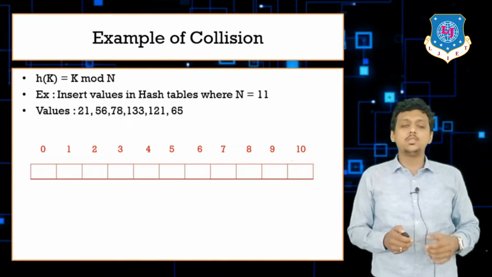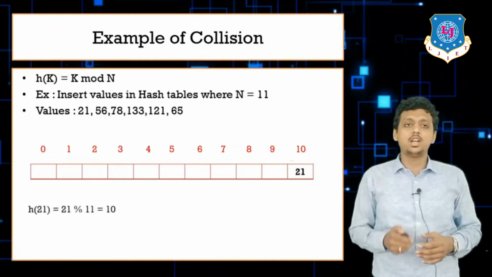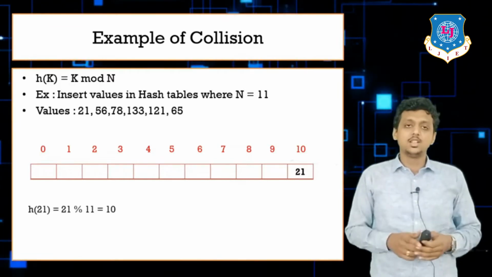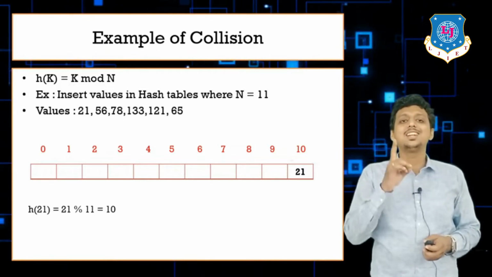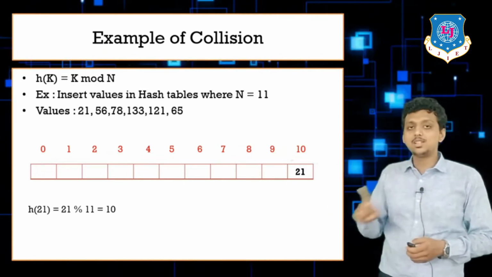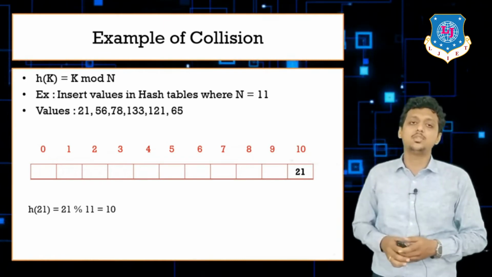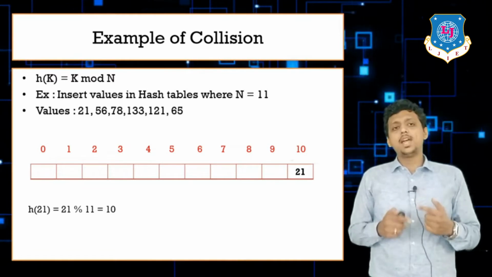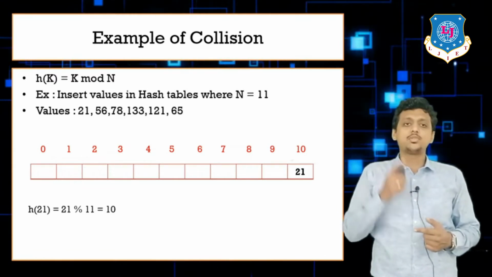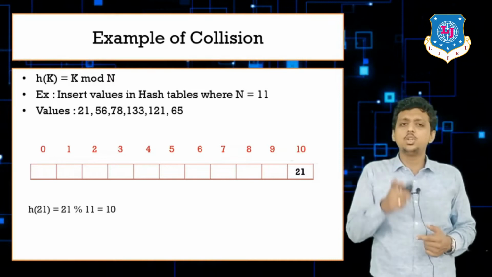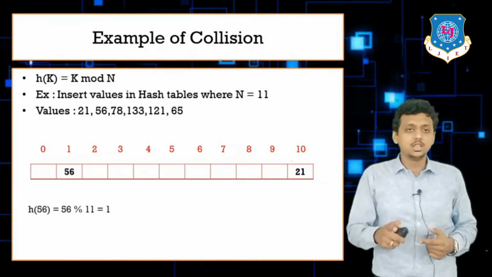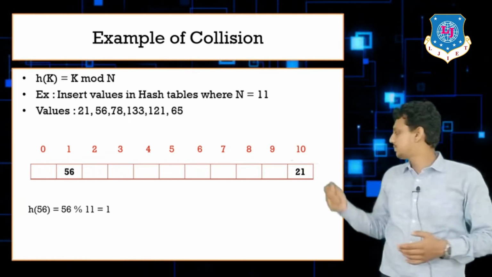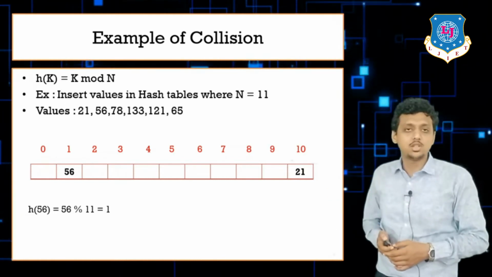For the first value 21, I need to apply the hash function. So h of 21 is equal to 21 mod 11. 21 mod 11 returns 10, so 21 should be inserted at the 10th position. You can see it in the figure. Now the next value is 56. We need to apply h of 56, so 56 mod 11. That becomes 1 because 11 fives are 55. It returns only one remainder. So 56 is inserted at the first position.